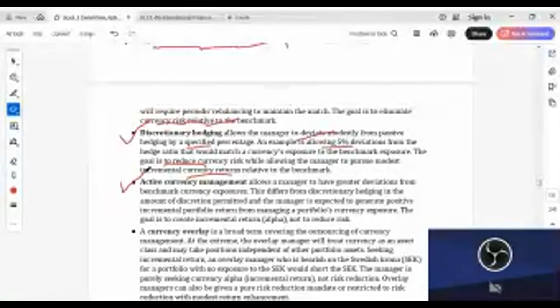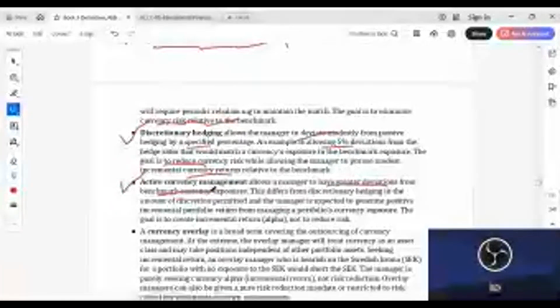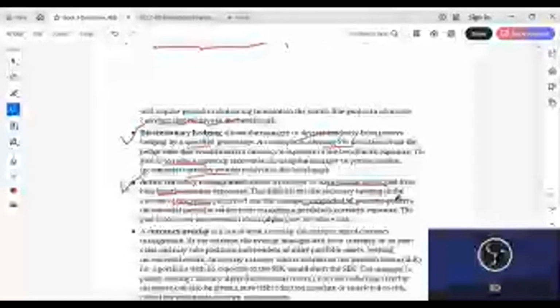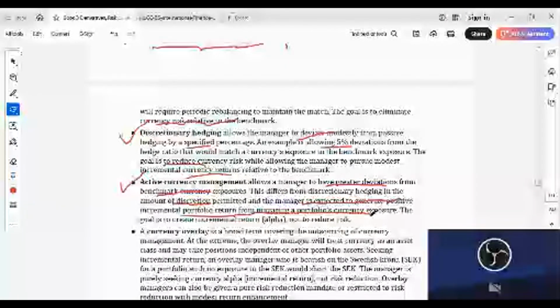Then active currency management. So the manager can have greater deviations from benchmark currency exposures. The amount of discretion permitted is more, and the manager is expected to generate positive incremental returns from managing currency exposure. So now you are looking at currency as a source of return. The goal is to create incremental alpha, not reduce risk.